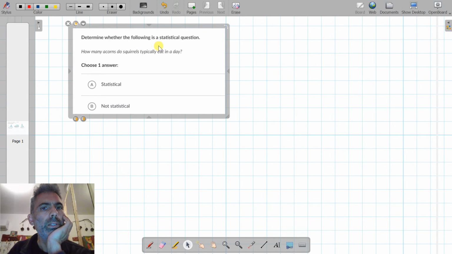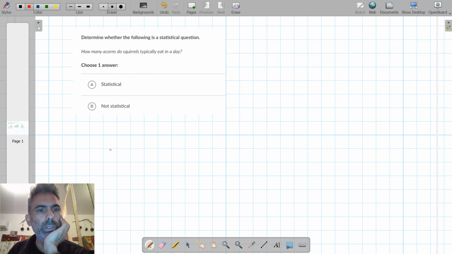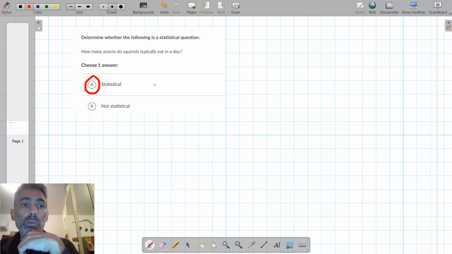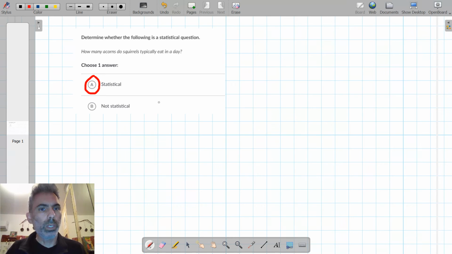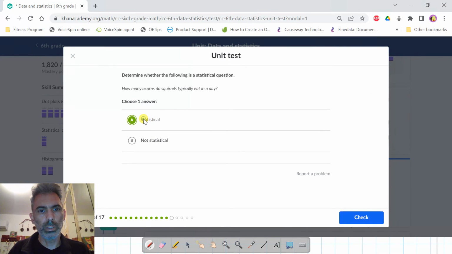Determine whether the following is a statistical question. How many acorns do squirrels typically eat each day? Okay, so this is a statistical question because in order to answer this question, we need to collect many data points. Typically each day, so we need to collect the data for many days to know the answer to this question. So this is a statistical question.